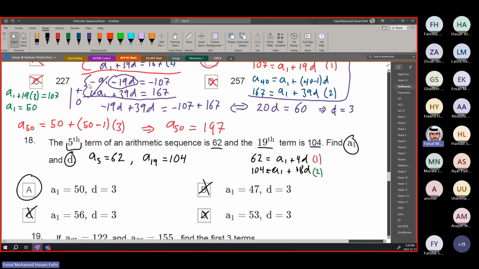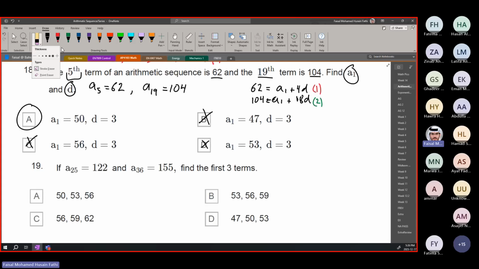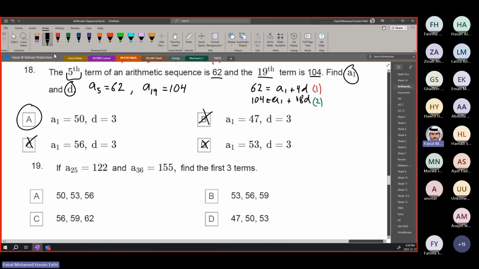Now, let me show you a different way of solving this, if you don't know how to use the calculator method. The faster way, if they're asking for A1 and D specifically, is to just plug in the numbers. Get both of these equations, then substitute the numbers. Try out A1 is 50 and D is 3 in both equations. If it's correct, that's your answer. If it's not correct, move on to the next one.